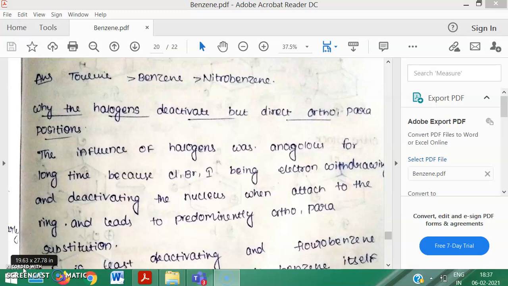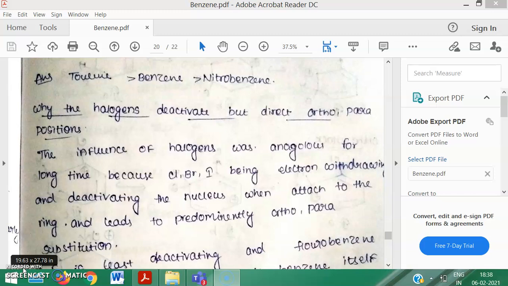Coming to deactivating groups like NH3 plus, COCH3 and cyanide groups, what happens? They already have an electron withdrawing property, already deactivating the benzene ring. During electrophilic substitution, the positive charge of the arenium ion comes on the carbon which is attached directly to this deactivating group. What happens? More destabilization takes place. So more destabilized structures are formed in the ortho and para attack.